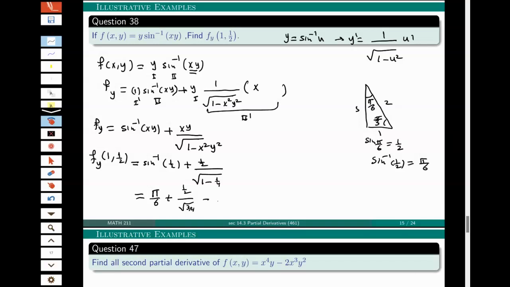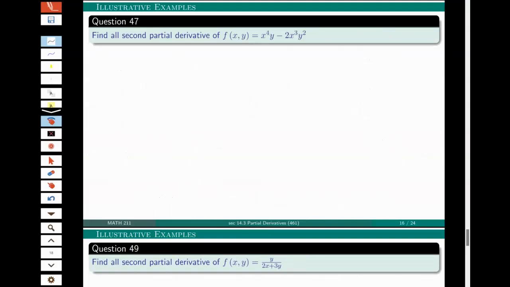So that's it, pi over 6 plus 1 half divided by square root of 3 over 2, which is equal to pi over 6 plus 1 over square root of 3. So it will be pi over 6 plus 1 over root 3. Anyway, these calculations, you can put in your calculator.